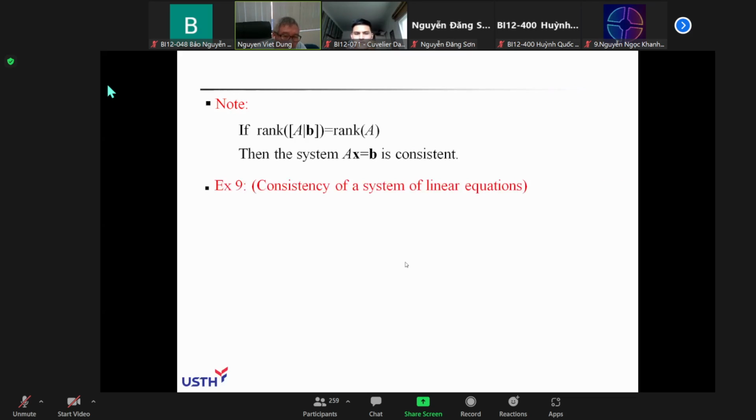Here is some example for you to see. That is an example about the consistency of a system of linear equations. Suppose that you are given a system like that one.